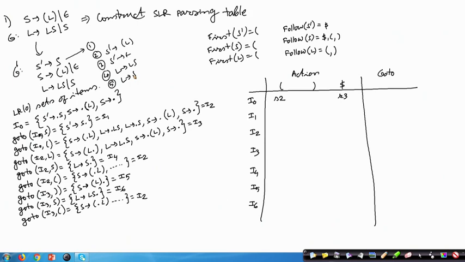So, this is reduction by rule number 3, this is also reduction by rule number 3, and here also there is another action which is reduction by rule number 3. And so you see already we have got a shift reduce conflict here, that is, on getting an open parenthesis I do not know whether I should shift it or reduce by rule number 3. So, that is the problem.